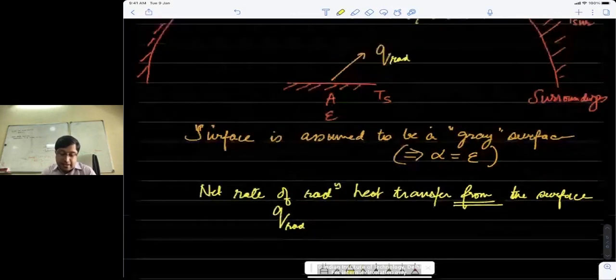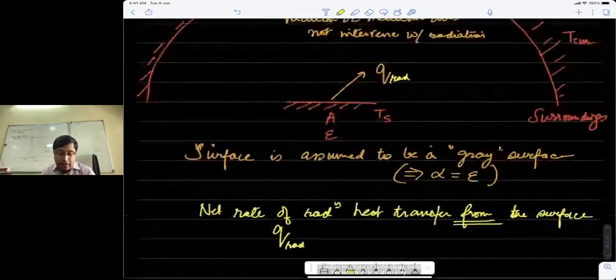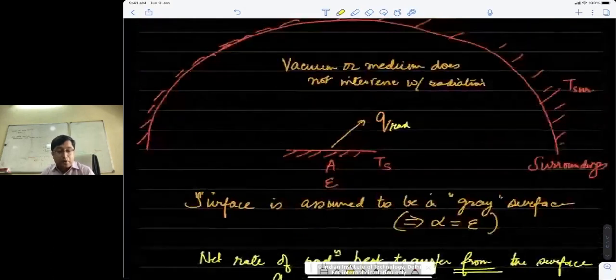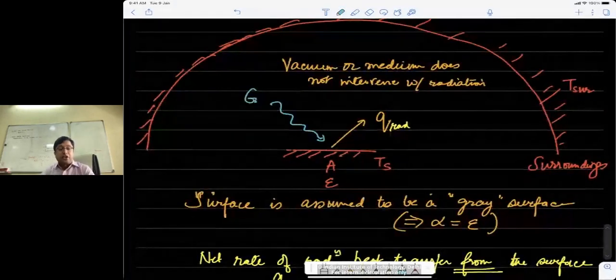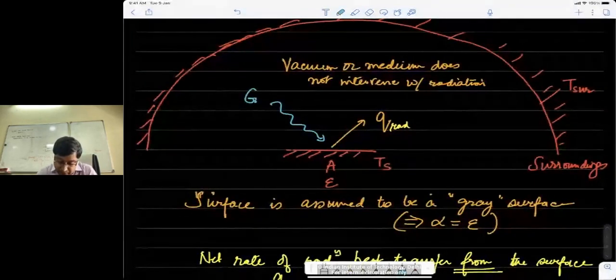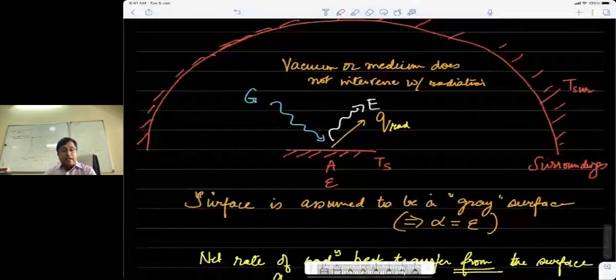Now the reason I'm saying this is that there is a large surrounding which is also at a finite temperature, so that must also be radiating thermal energy. So that radiation, if I look at this sketch now, let's say incident radiation is coming in the form of this irradiation G on the surface. This surface itself, maybe if I use a different color now, is emitting at E.